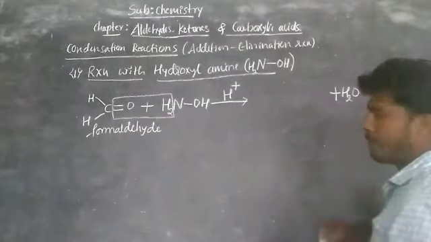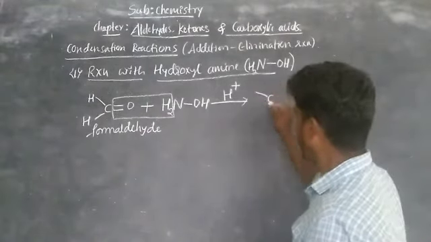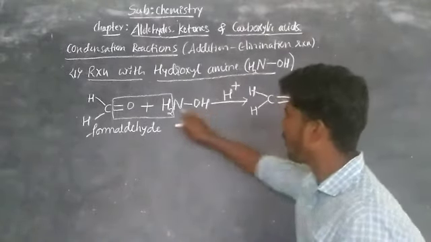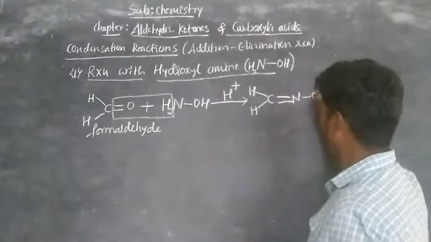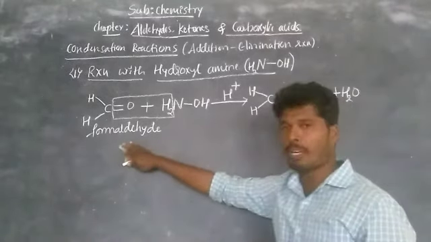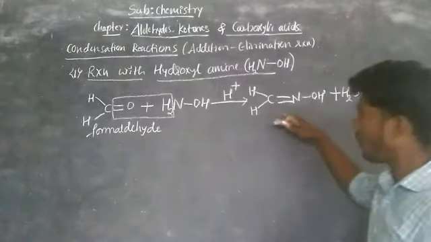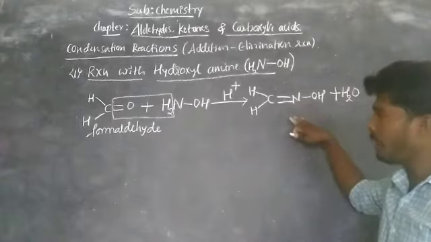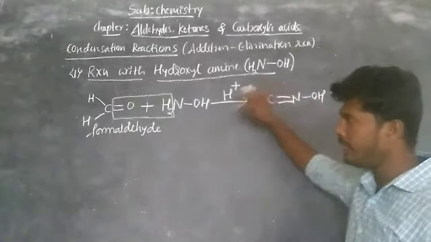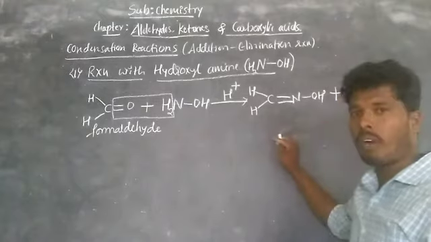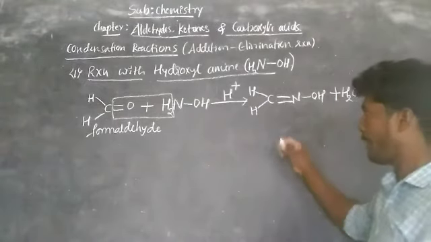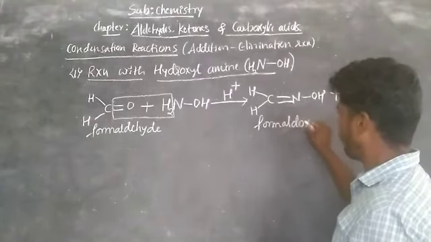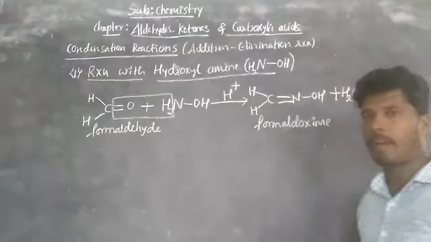H2O. And the remaining is hydrogen, hydrogen, then carbon double bond nitrogen and OH. So this is obtained from formaldehyde. It is an aldehyde, so we call it aldoxime. Aldoxime commonly means generally, but particularly we are taking the aldehyde that is formaldehyde, hence we call it formaldoxime. Okay, it is called formaldoxime.